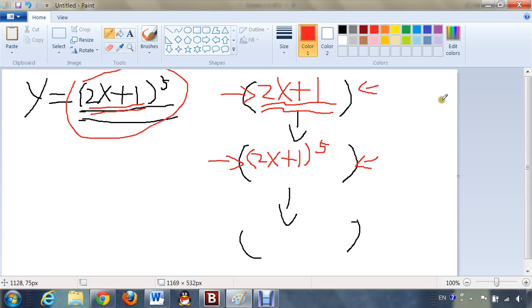See, the derivative of this is just 2, and the derivative of this is 5 times 2x plus 1 to the 4th. If you multiply them together, it will give you the same answer as we got just now. I know this sounds really confusing, but we're going to do another example and see what happens.